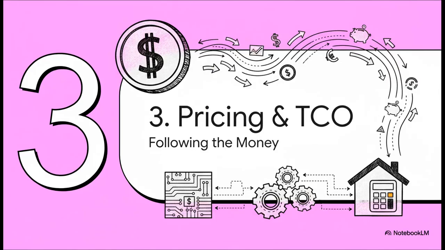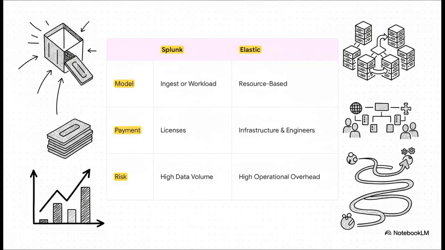Okay, so it's no surprise that these totally different approaches lead to totally different ways you end up paying for them. So let's follow the money and connect the tech to the TCO, the total cost of ownership. So the pricing models here are just fundamentally different animals. With Splunk, you're usually paying based on how much data you're feeding it every day, so gigabytes per day, or by how much compute your searches are using. You are, in essence, paying for a license. With Elastic, you're paying for the hardware, the RAM, the CPU, the storage, and, just as importantly, the engineering hours to manage all of it.